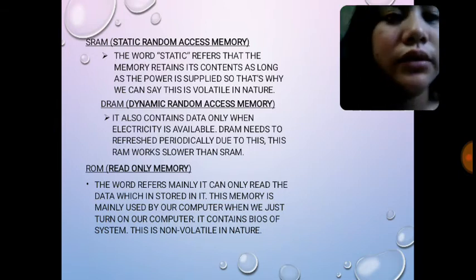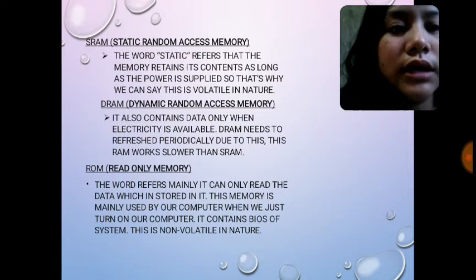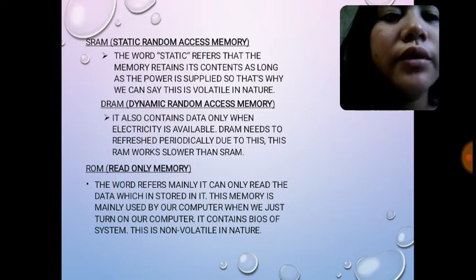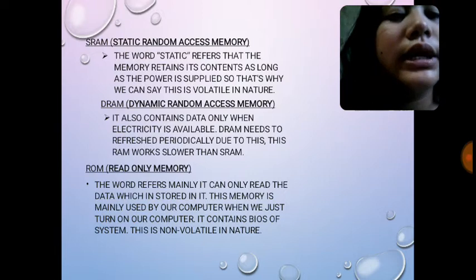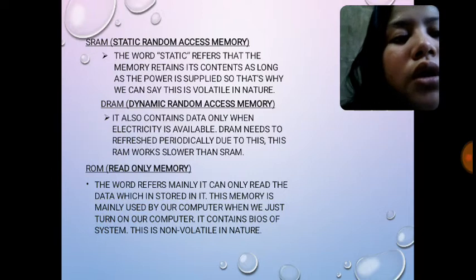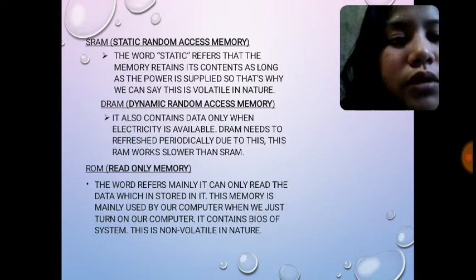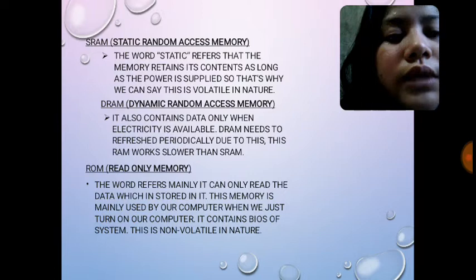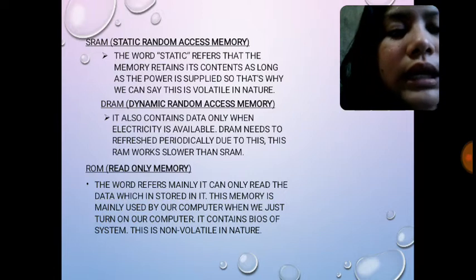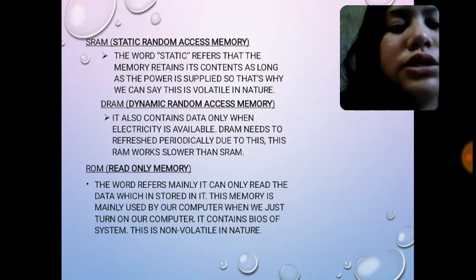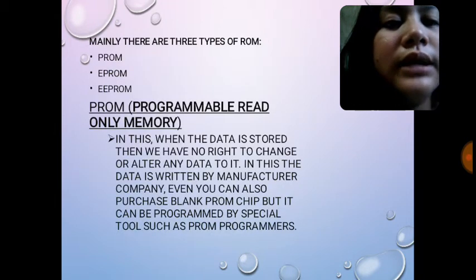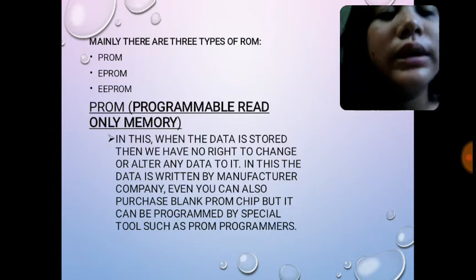SRAM is static random access memory. The word static refers to memory retaining its content as long as power is supplied, so we can say this is volatile in nature. DRAM is dynamic random access memory. It also contains data only when electricity is available. ROM, read only memory. The word refers to the fact that we can only read the data which is stored in it. Mainly there are three types of ROM: PROM, EPROM, and EEPROM.